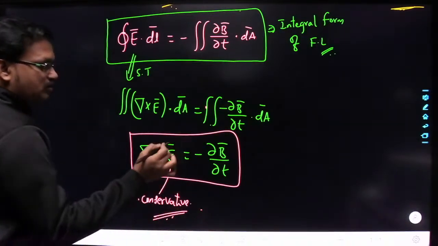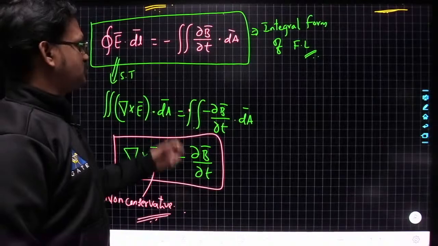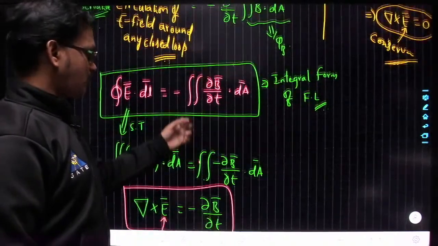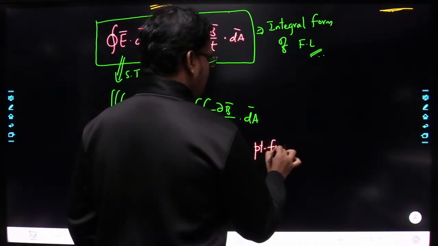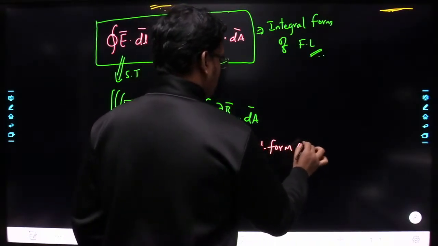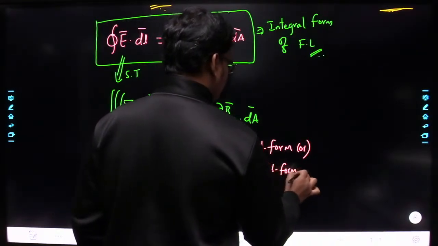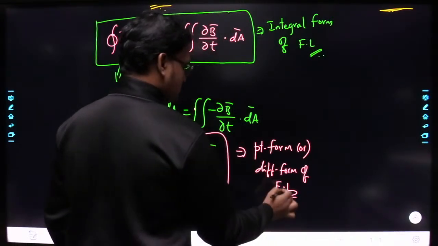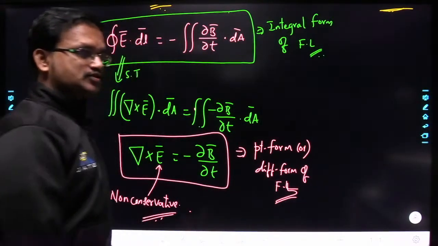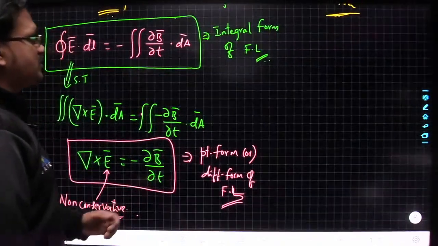Understood? It is non-conservative, right? So these things you have to observe here. This is the point form, or differential form, of what? Of Faraday's law. Understood? So these things we have seen in the previous session.